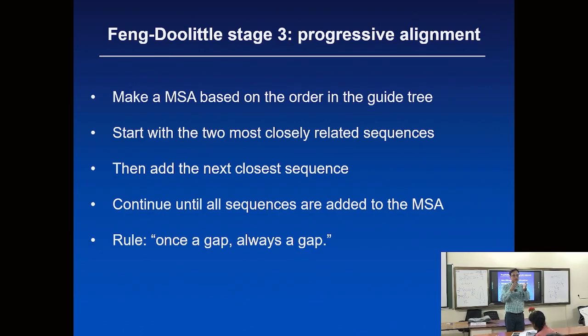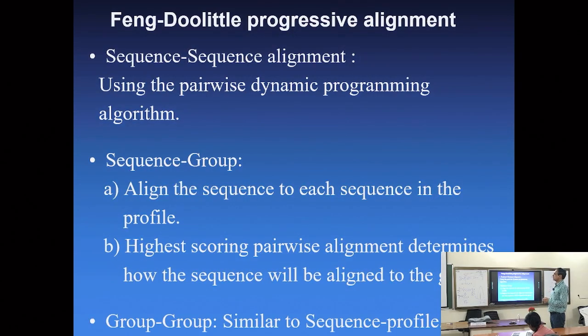You have the guide tree, and from the guide tree you know which are the most closely related sequences, and you will put them next to each other when you are constructing the multiple alignment, and you know how they are aligned. Okay. Then you will bring the next sequence, and then the next sequence, by looking at the guide tree, in the same order as you constructed the guide tree. So here is the approach. For sequence to sequence alignment, the pairwise dynamic programming algorithm will help you do that.